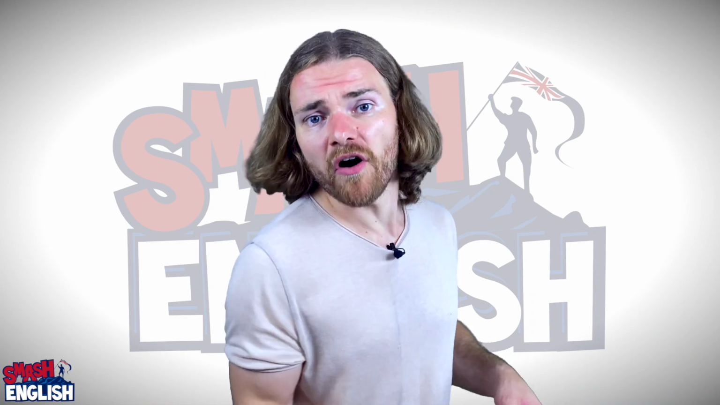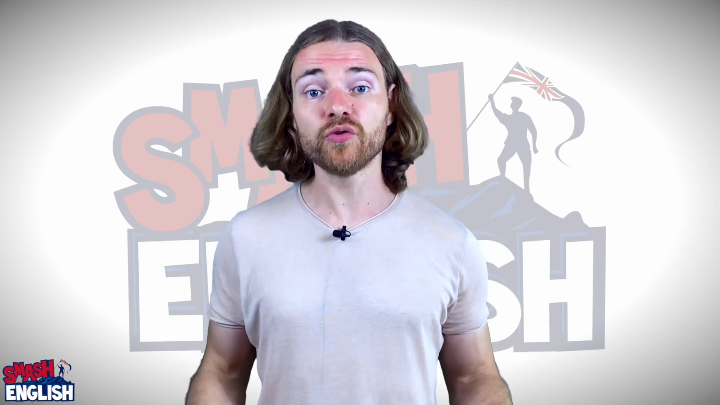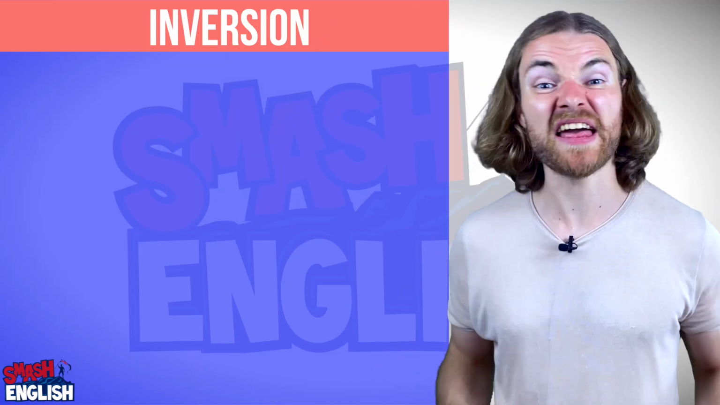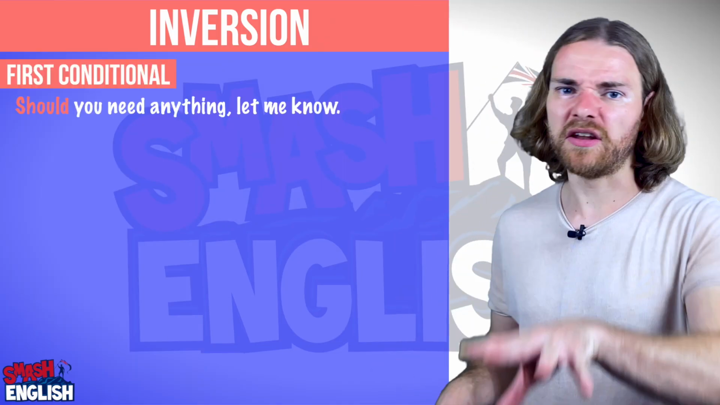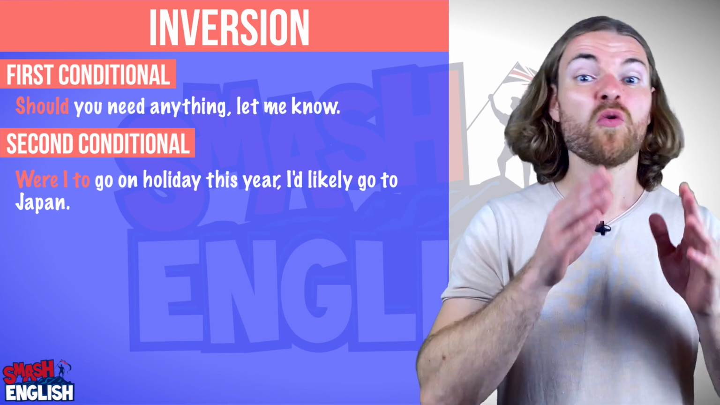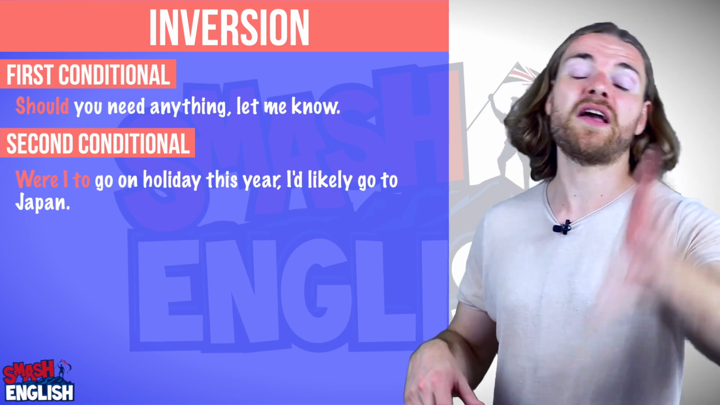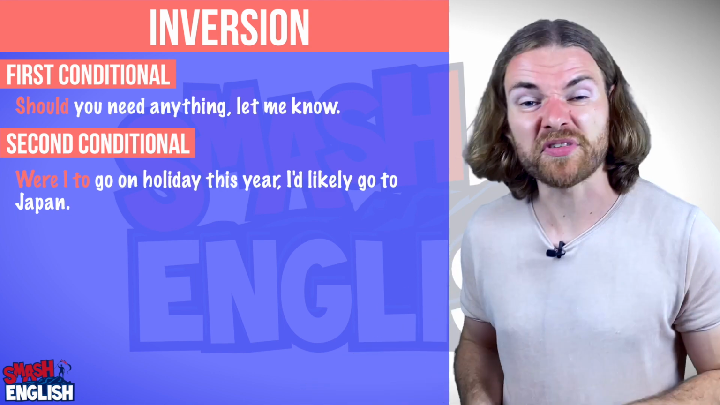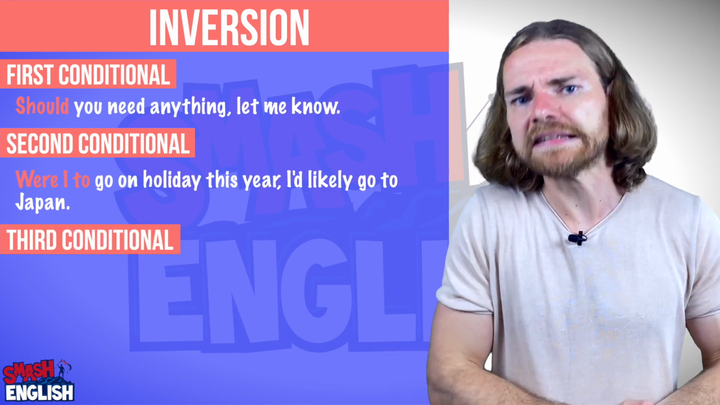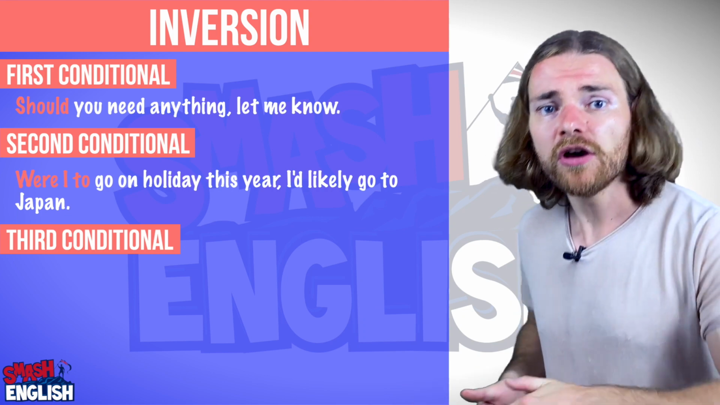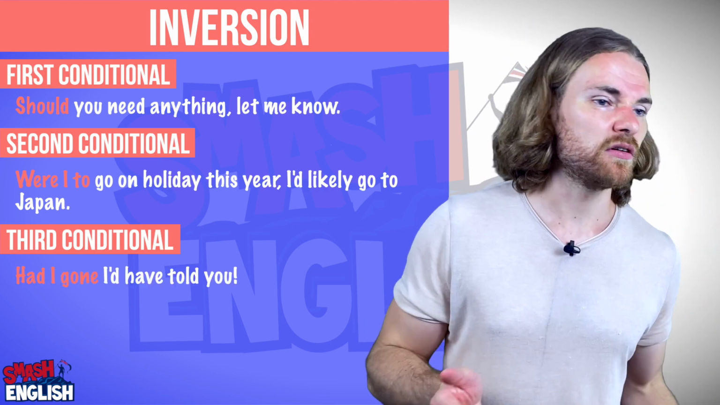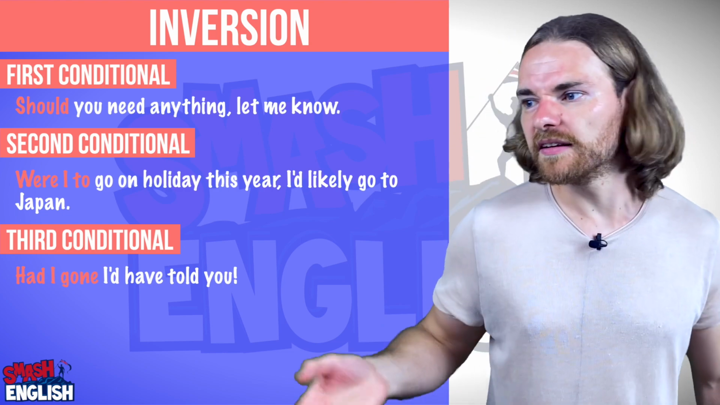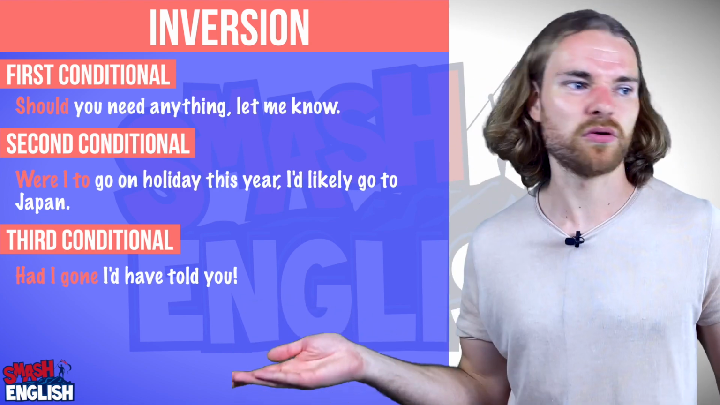At the C1 Advanced level, you will also be introduced to inverting your conditionals. Things like replacing if with should in a first conditional, or saying were I to instead of if plus the past simple in a second conditional. We also do something similar with the third conditional. Instead of saying if I had gone, we can say had I gone, which actually, now I think about it, is a lot easier, isn't it? Don't have to say if, so that's nice.